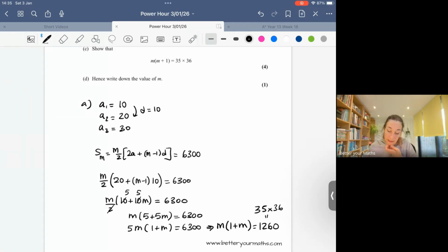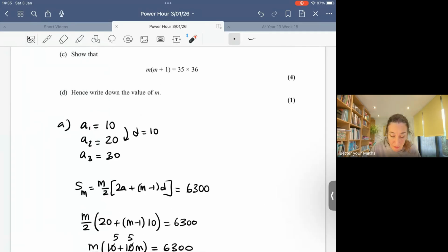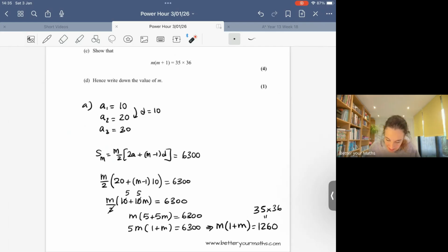Yeah, and it comes from applying the formula of the sum and making it equal to 63. But we don't know the number of terms of the sequence that I'm adding, so I'm just leaving it in terms of m. Yes, everyone? Any question? No? Now, hence, write down the value of m. What are we going to do? Solve that equation. It's a quadratic, so let's do that.